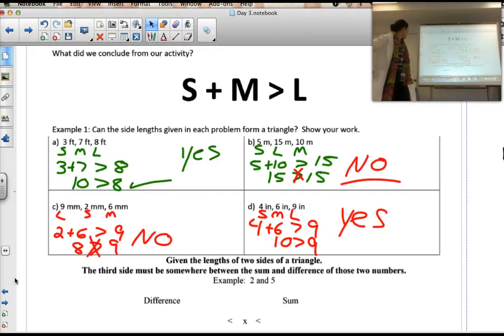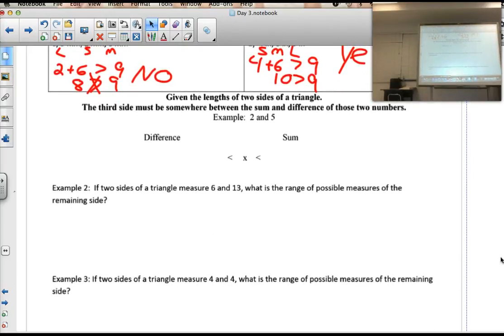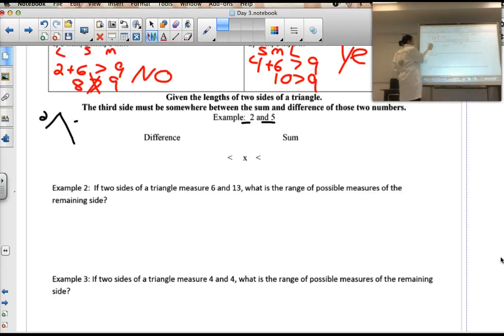Okay, so if you did C, you should have gotten no, and for D, you would have gotten yes. The next way a question could be asked is: what is the range of the third side? They're going to give you two numbers, so those are two lengths of our triangle. We have a 2, and then we have 5. And I want to know what the possibilities are for this third side right here.